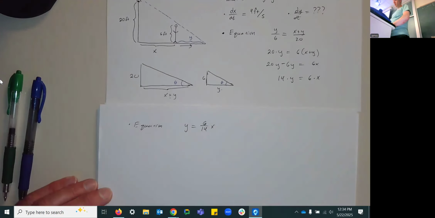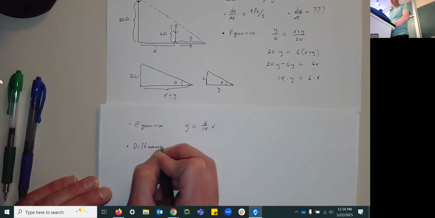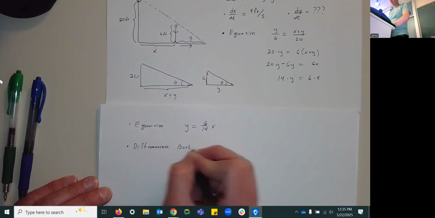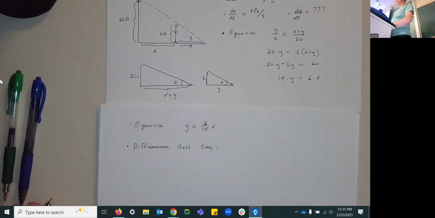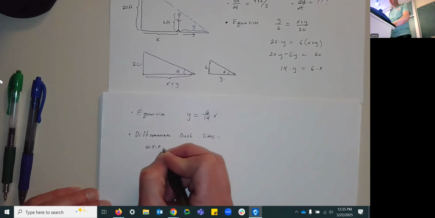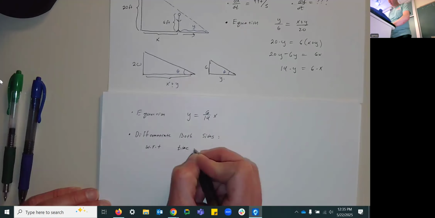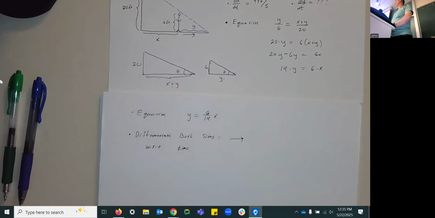So now let's differentiate both sides with respect to time, right? It's always we're taking the derivative with respect to time. So why don't you all take the derivative of both sides of this equation and see what you get? You shouldn't get 1 equal to 6/14. There should be some dy/dt's or some dx/dt's in your derivative of both sides.